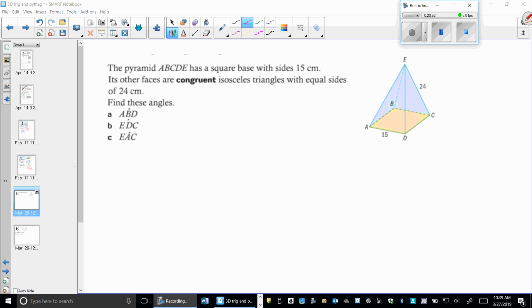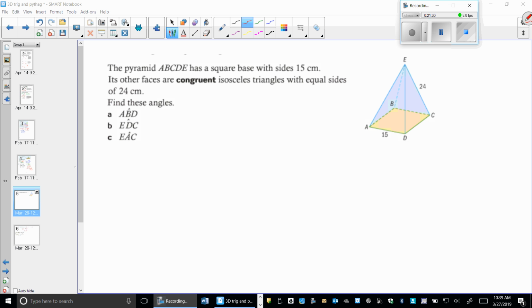20 minutes, okay. So the pyramid ABCD has a square base, size 15. Its other faces are congruent isosceles triangles. What's that mean? Congruent. Yeah, exactly the same. But we knew that anyway from that last one. And realistically, you're not going to have a pyramid that closes up unless they're all the same triangles, if it's a square base. So the sides are all 24. So there's slopes of 24. Find these angles.